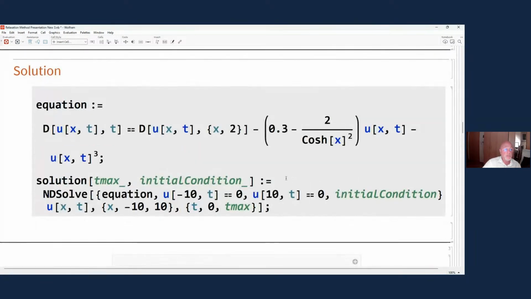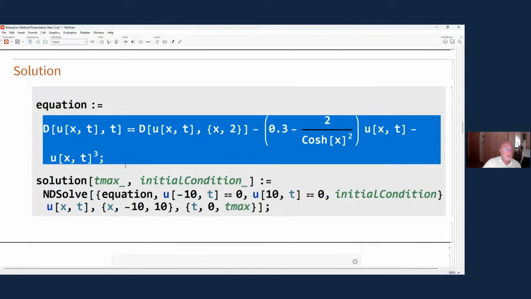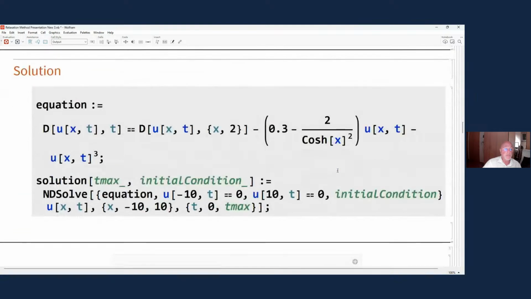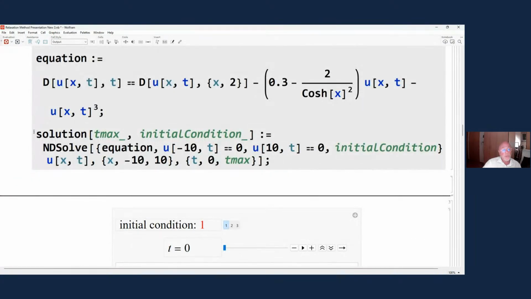And now let us go to the solution. You see here the equation, which I highlighted, and as you see, it is nothing else than what has been written here. And then the solution. I show this just to make sure that this solution is totally trivial. There is nothing special in it. It is just the NDSolve routine. The only thing I do here is put the boundary condition at a finite distance from the origin of coordinates, at x equal to plus minus 10.